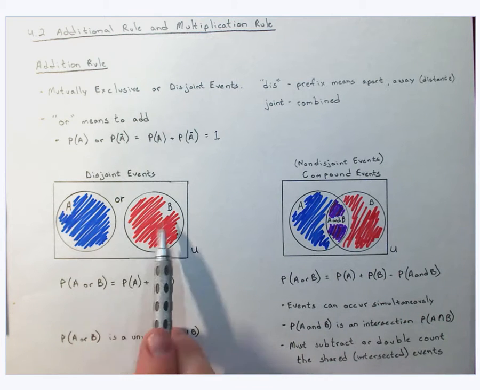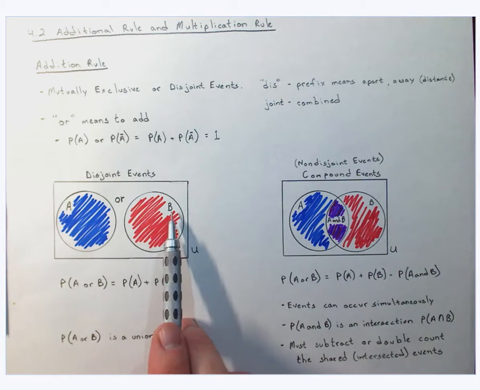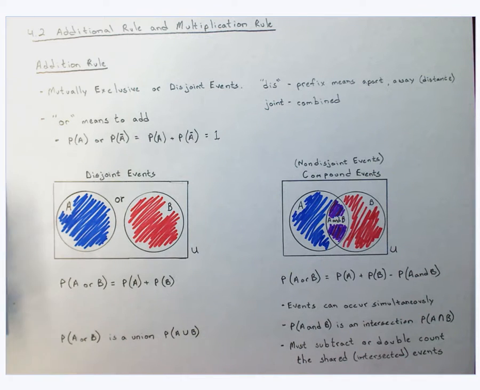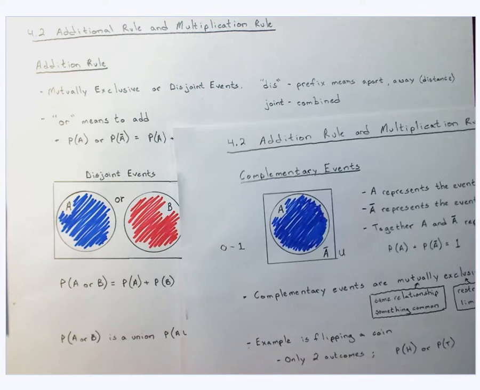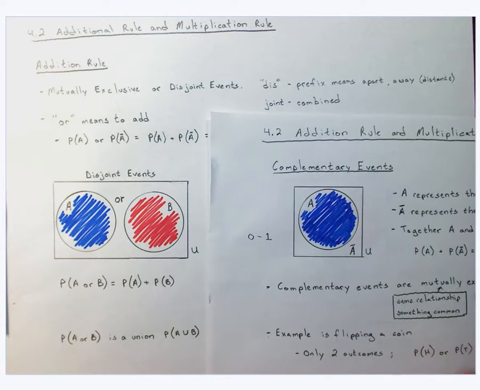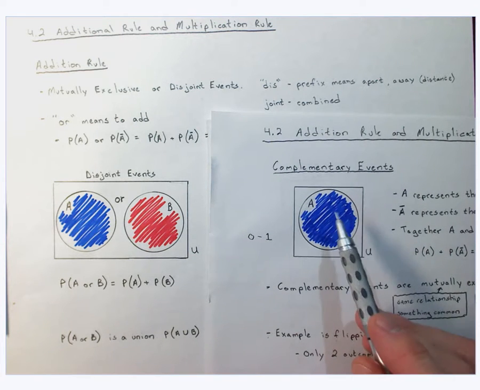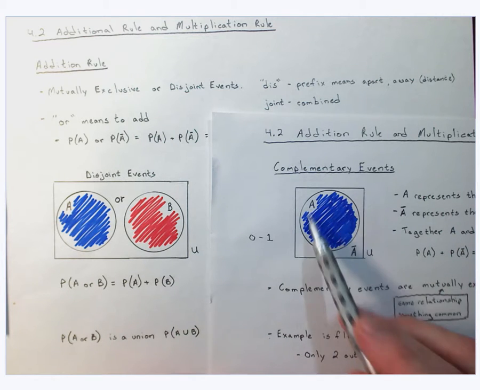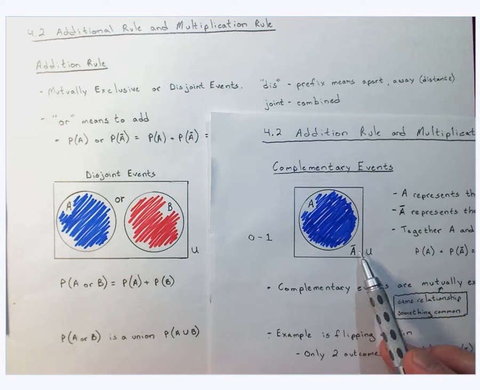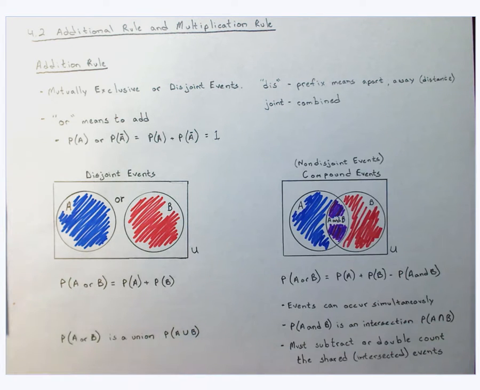So a visual representation of disjoint events: I have two separate events occurring, event A and event B. The word or means to add. So whenever I add those, that gives me everything in my universal set. It was the same premise as before, except I described it with just one circle. I said, this is event A, so everything that's not inside event A is not A. Two separate events.